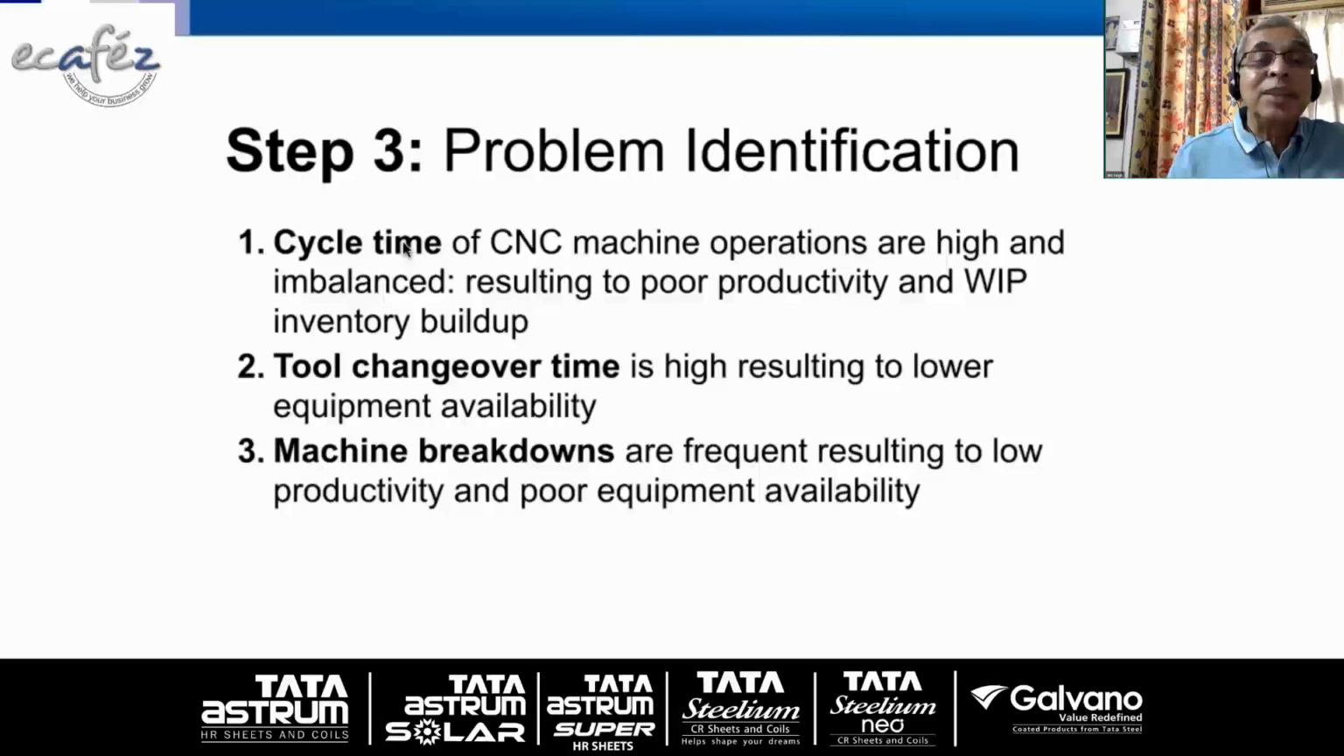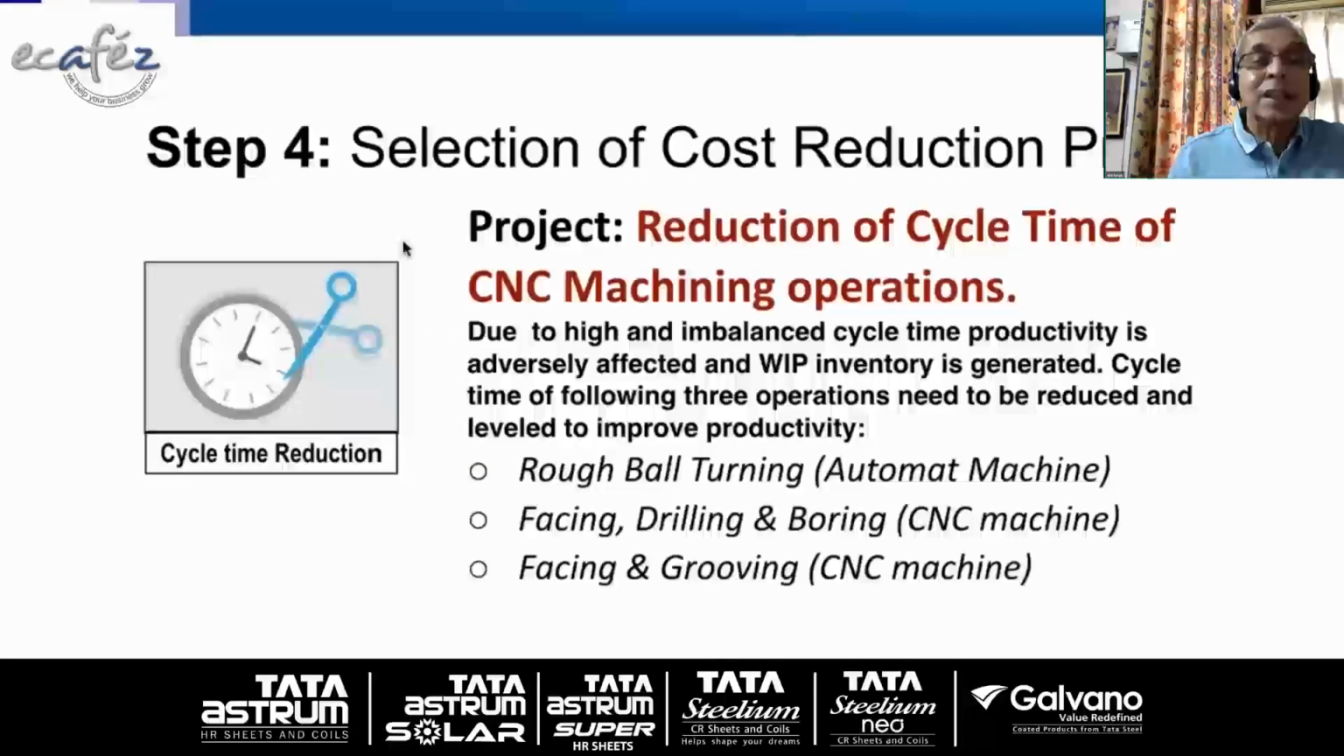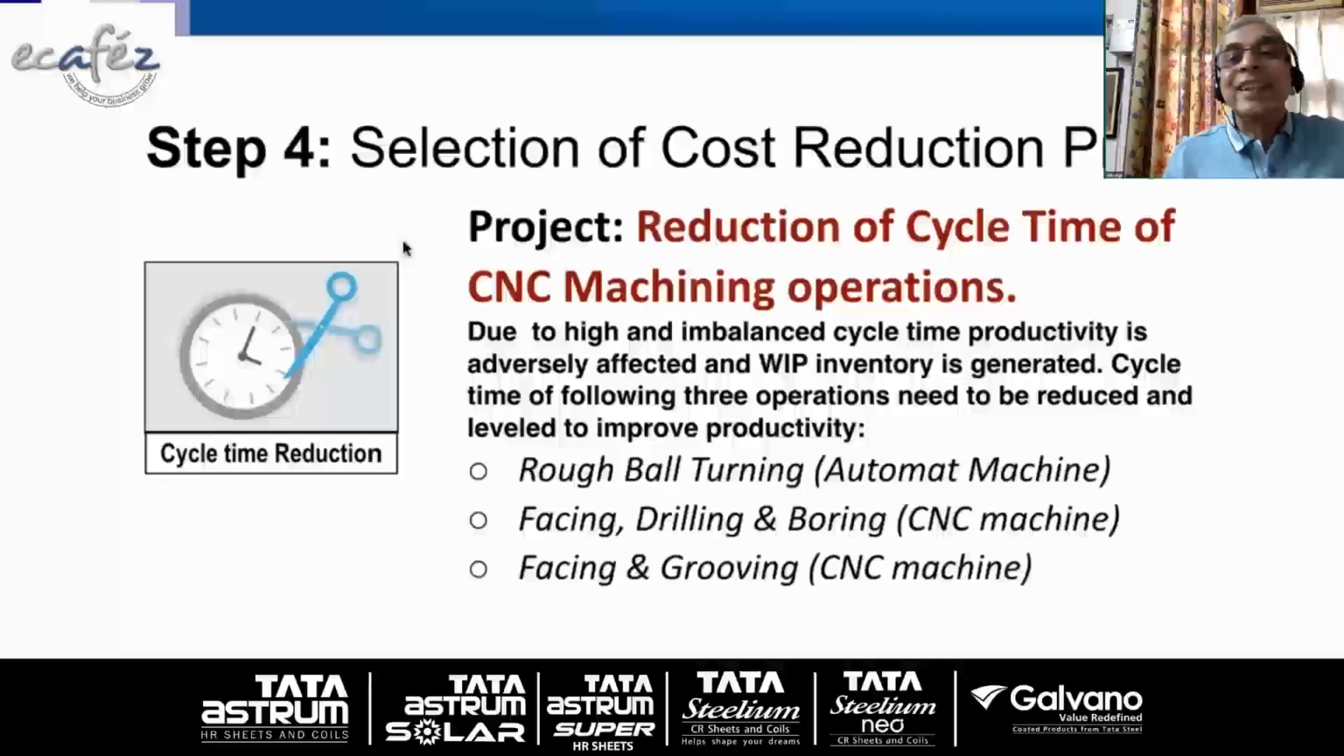Each problem has to be taken as a separate problem solving project. In this case study, we have taken the first one, cycle time reduction, as the problem. So a cost reduction project was selected: the reduction of cycle time of CNC machining operation. Due to high and imbalanced cycle time, productivity is adversely affected and WIP inventory is generated between the processes. The cycle time of the following 3 operations needs to be reduced and leveled to improve productivity.